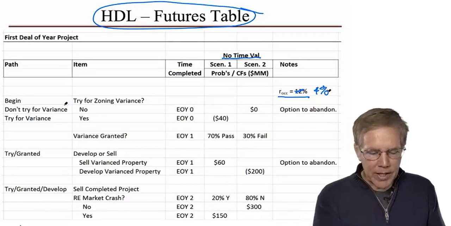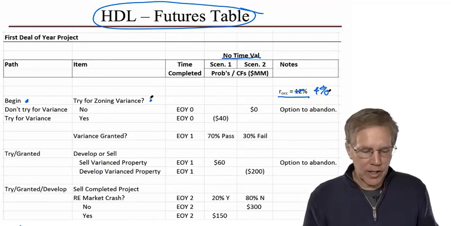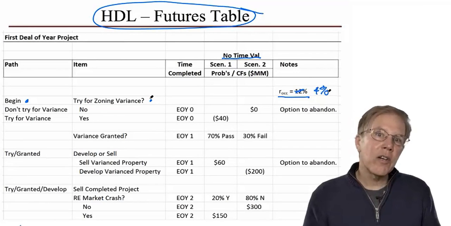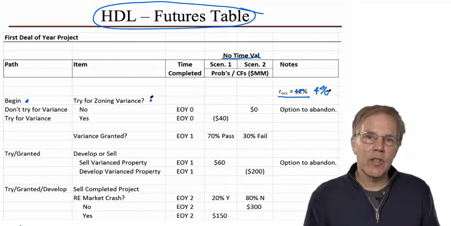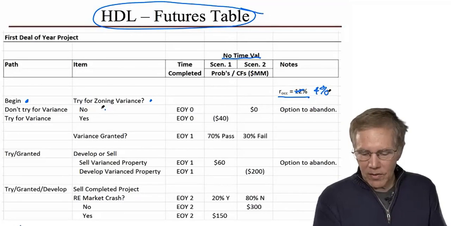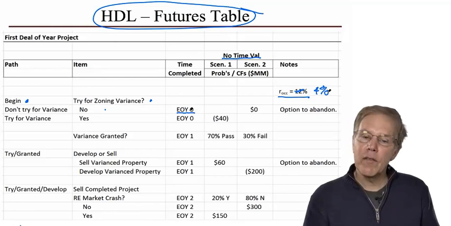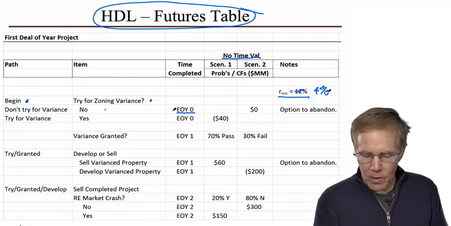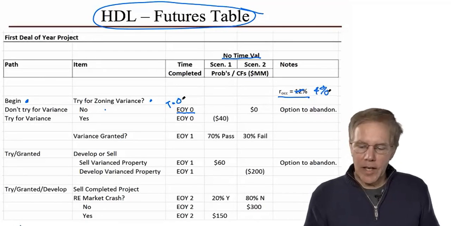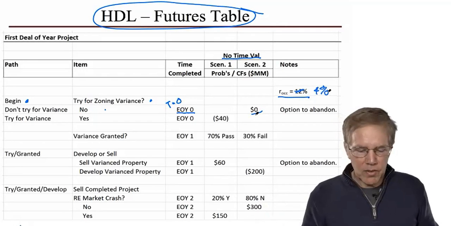Okay, so we begin. The first thing we need to think about is, do we want to try for a zoning variance, yes or no? So to develop this property, thing number one they're going to have to do is get a zoning variance, okay? So they can decide. If they decide no, this is the beginning of the project, always end of year or end of period 0, t equals 0. If they decide no, they're not going to have to spend anything, they're not going to get anything, so they get 0, okay?